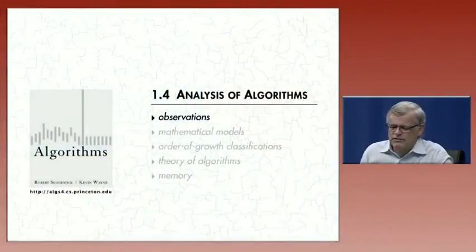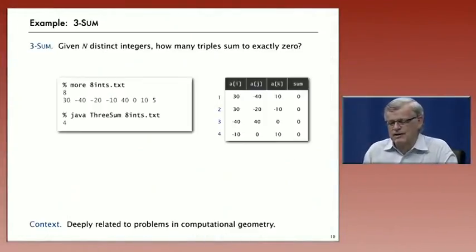Okay, so the first step is to be able to make some observations about the running time of the programs. And for analysis of algorithms, that's easier than in a lot of scientific disciplines, as we'll see. For a running example, we're going to use the so-called three-sum problem.